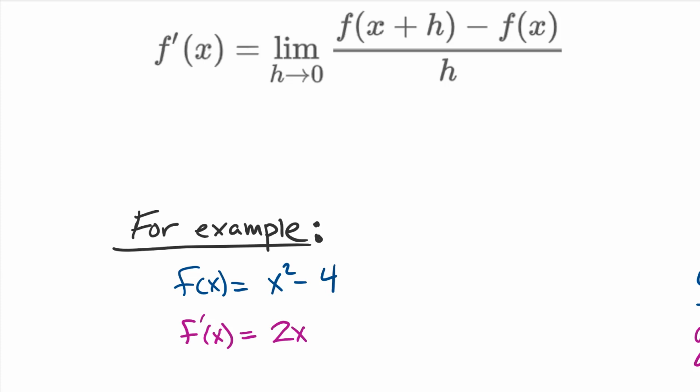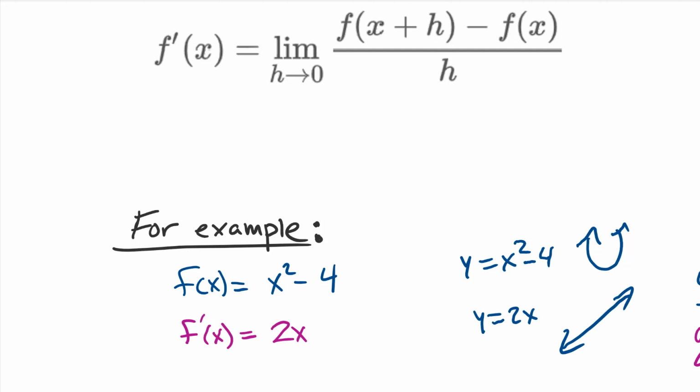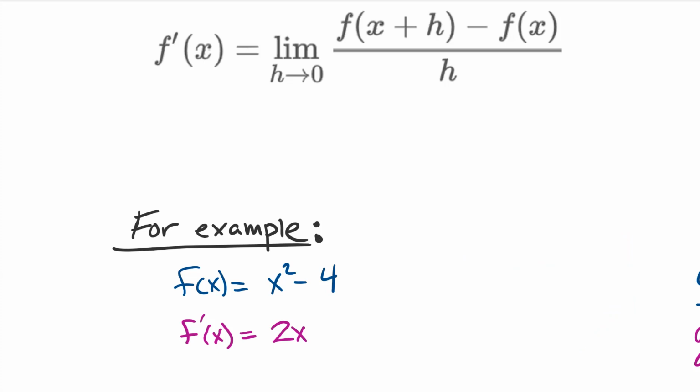We know x squared minus 4 is a parabola, facing up, and 2x is just a line. Right? If we were to take this aside and say y equals x squared minus 4, that's a parabola. y equals 2x, oh, you mean a line? Cool, it creates a whole new function.